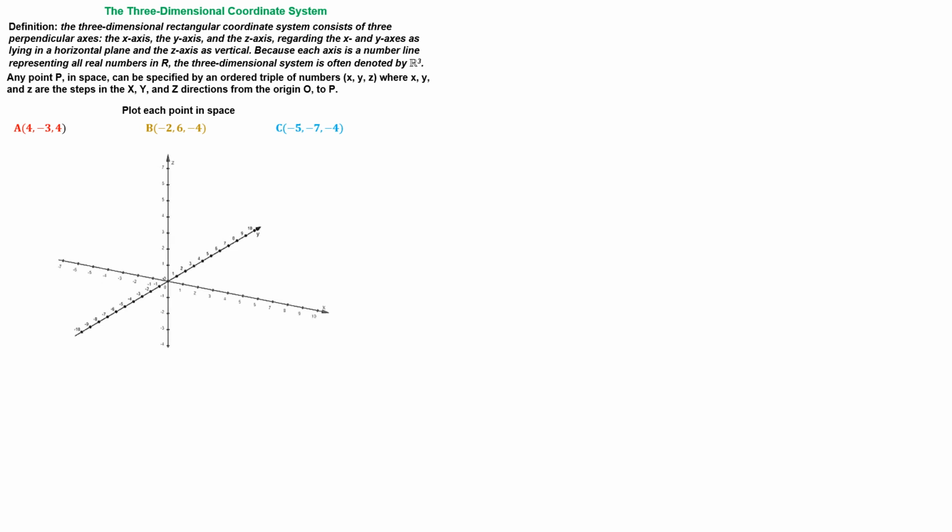Let's see how it works. Plot each point in space. The point (4, -3, 4) means x equals 4, y equals -3, and z equals 4. To locate the point (4, -3, 4), we start at the origin and move 4 units along the x-axis, then 3 units in the negative y direction, and then 4 units in the positive z direction.